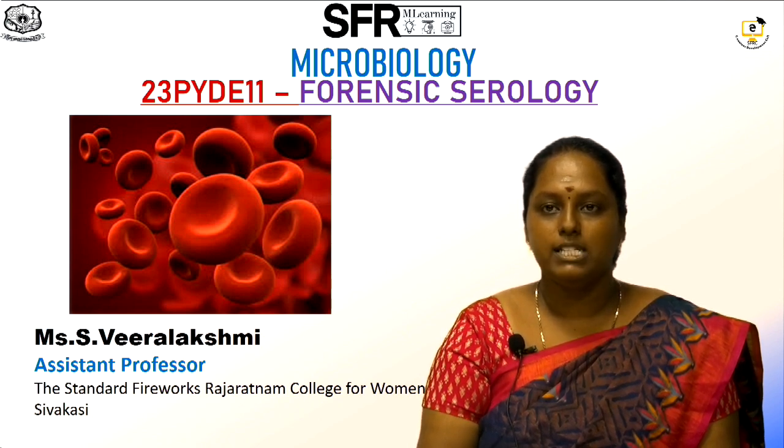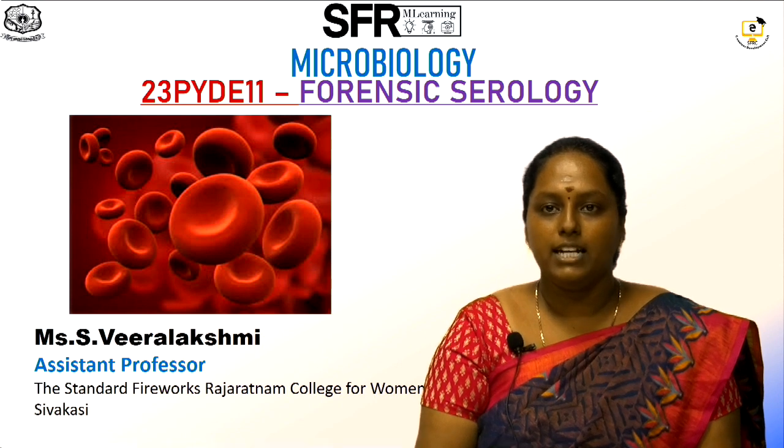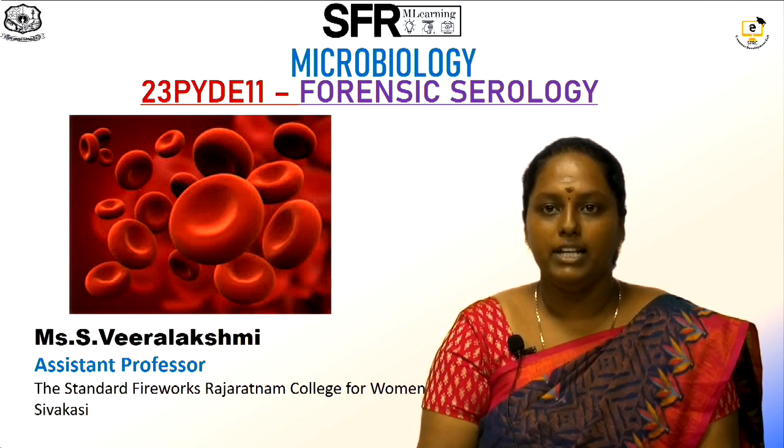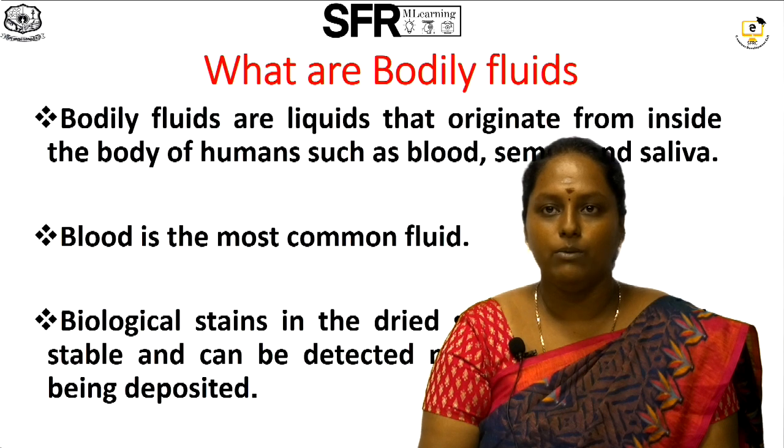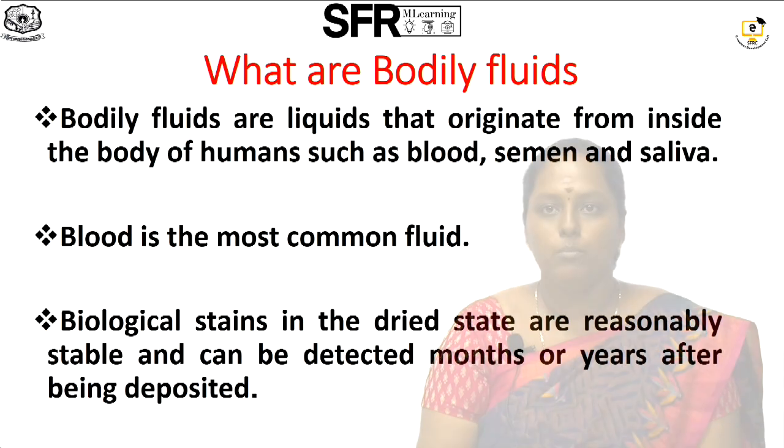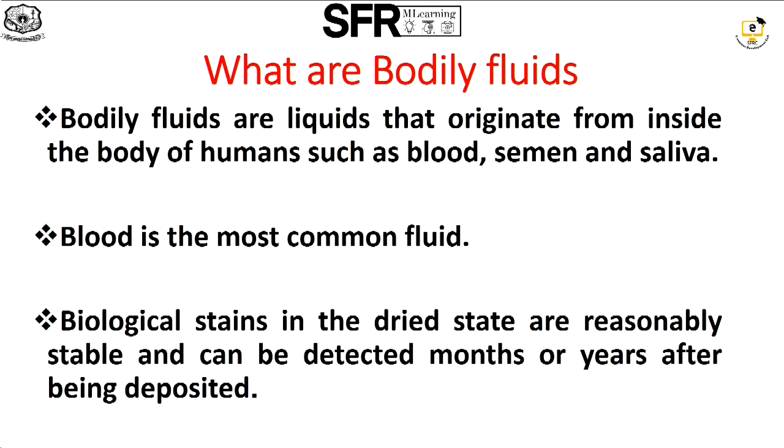In this video, we see about examination and identification of blood sample in forensic serology. Learning objectives: bodily fluids, presumptive test and confirmative test. What are bodily fluids? Bodily fluids are liquids that originate from inside the body of humans such as blood, semen and saliva. Blood is the most common fluid used in forensic science. Biological stains in the dried state are readily stable and can be detected months or years after being deposited.